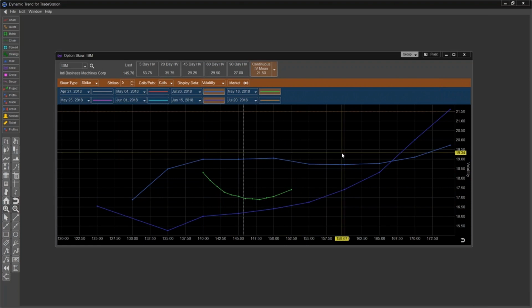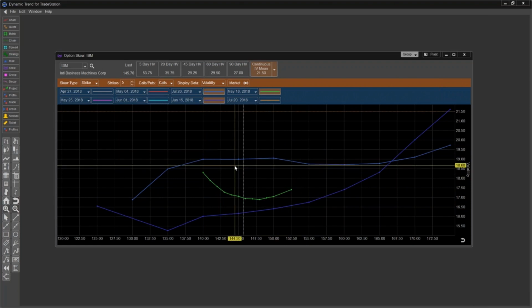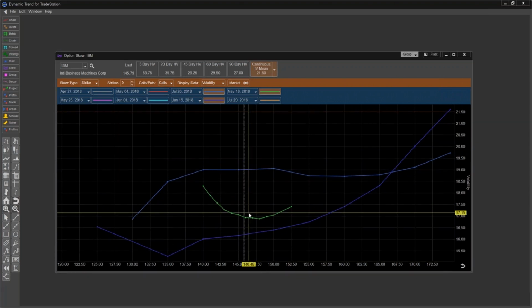There's a lot of lip service paid to the skew. For all practical purposes, unless you see the skew being completely out of whack, as far as the profitability goes, you're talking about maybe a 2 or 3% difference in the position.